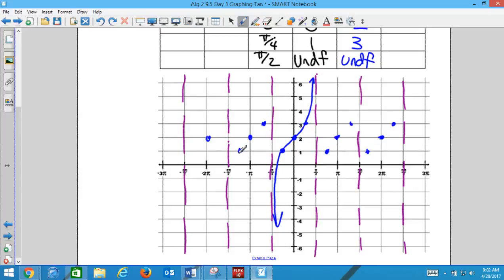Now we could have asymptotes that end up being closer together. What would make our asymptotes go closer together? Horizontal shrink. So it's 6x. Not that much. Well, it would be like tangent of 6x, or some number in front of the x.